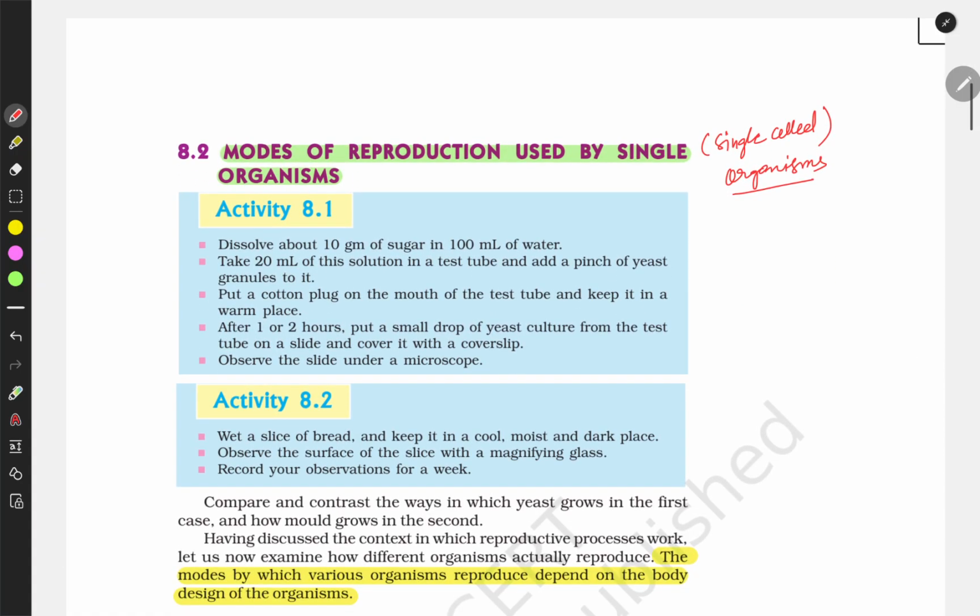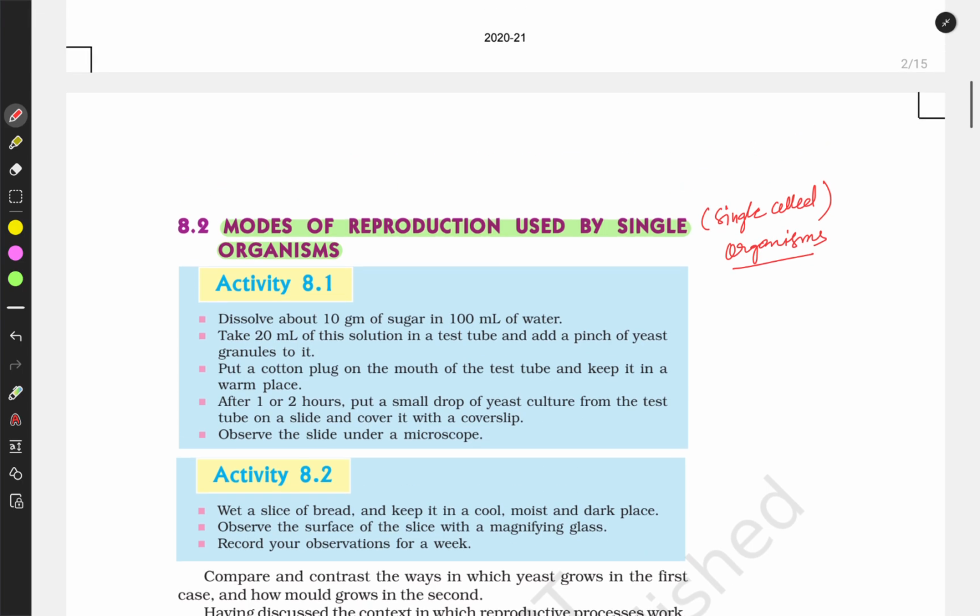And now we have discussed what is reproduction. Now we are going to discuss modes of reproduction. So basically we have divided it into two modes. One mode is sexual, another is asexual. So what happens in both modes?